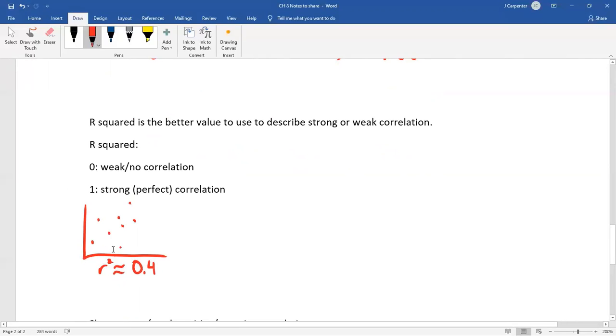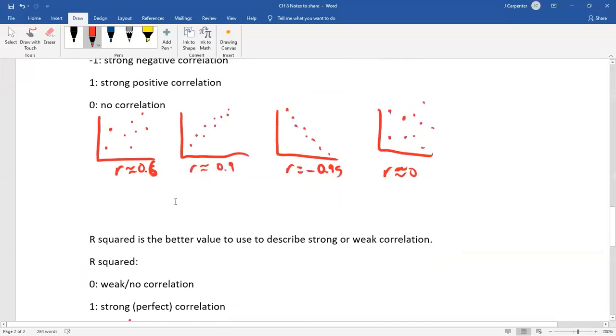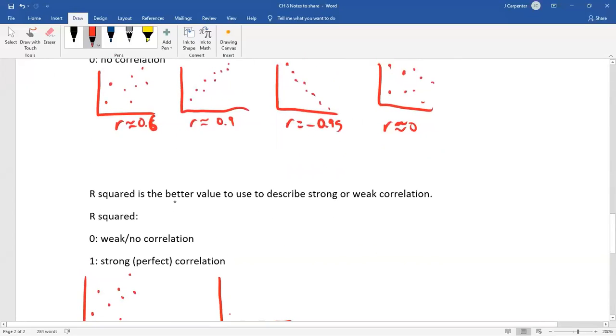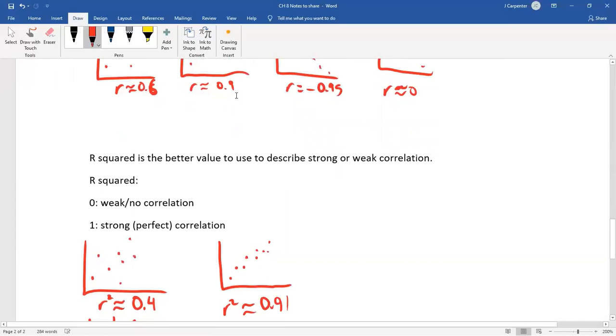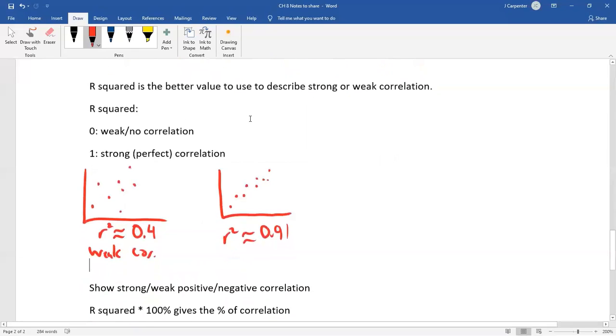So that's not a great correlation. It's weak correlation. But it doesn't tell me whether it's positive or negative because we're talking about r squared. R squared of, let's go with this one, something like that. This r squared is probably about 0.9, maybe 0.91. And again, don't take this 0.9 as super accurate. It might have been like 0.95, but that's pretty good because the data is pretty tight. This would be strong correlation. The r squared is not telling me that the slope is positive.